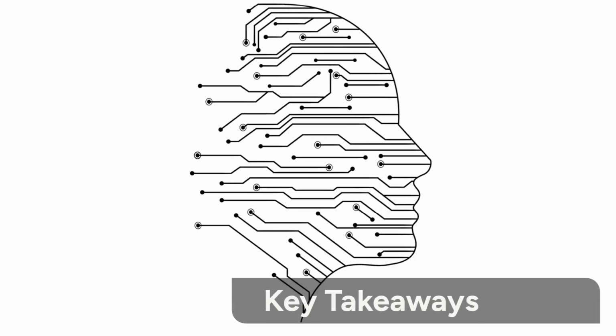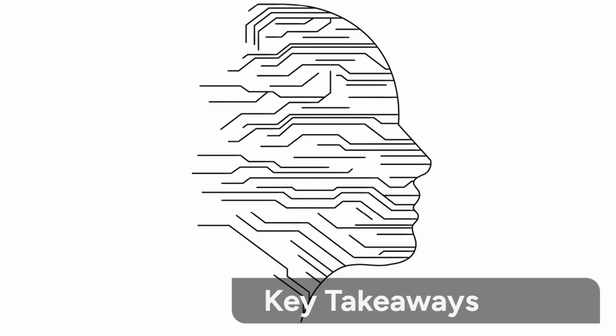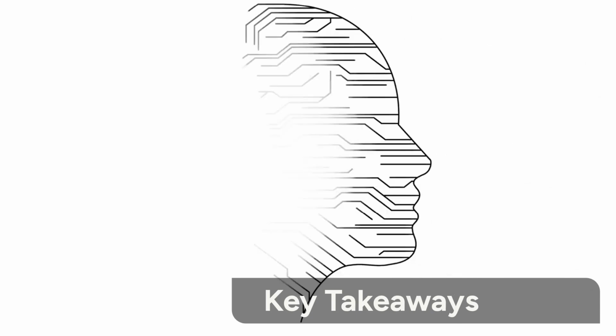To summarize, AI agents are sophisticated systems that perceive, reason, and act. Their classification, core components, and applications show the breadth and depth of modern AI.